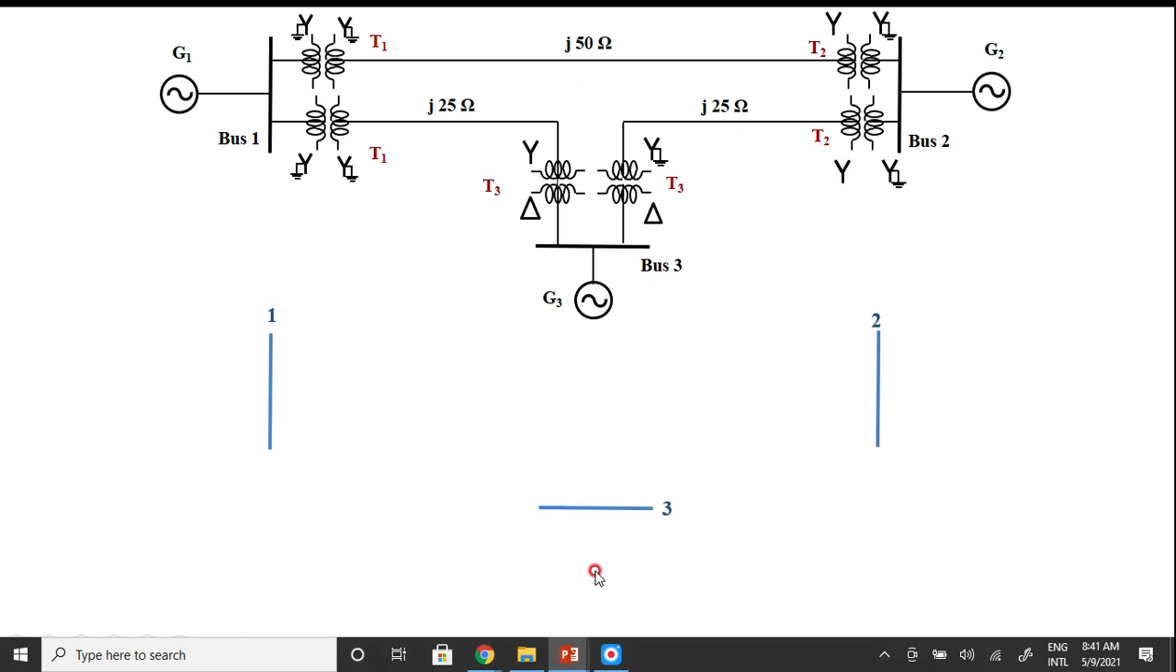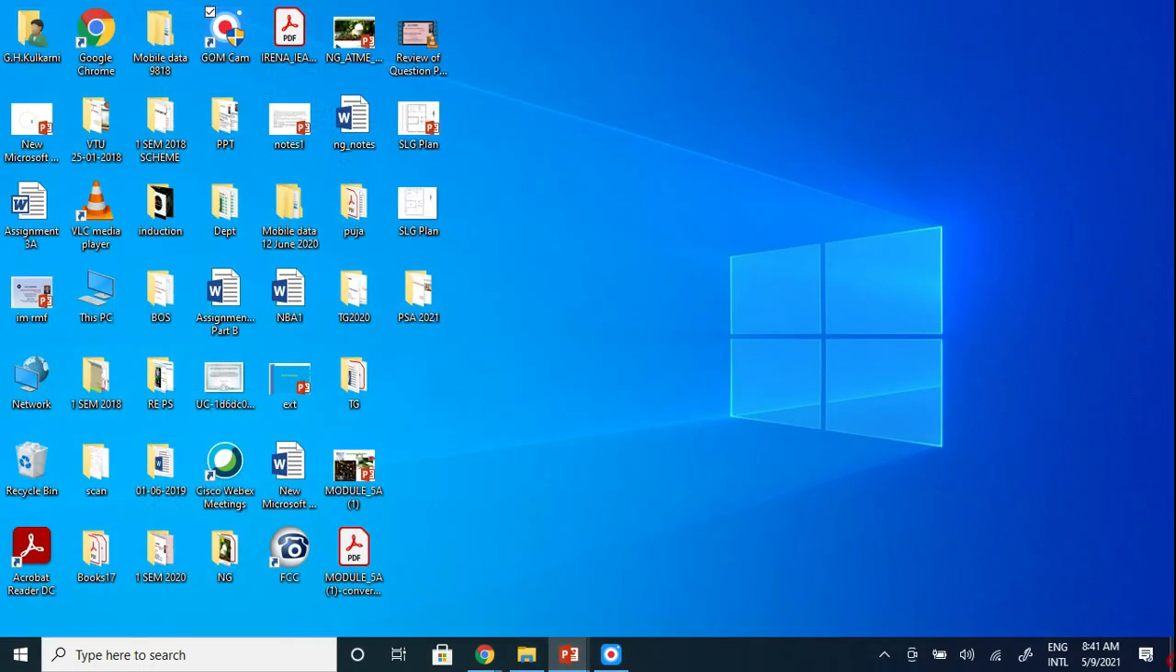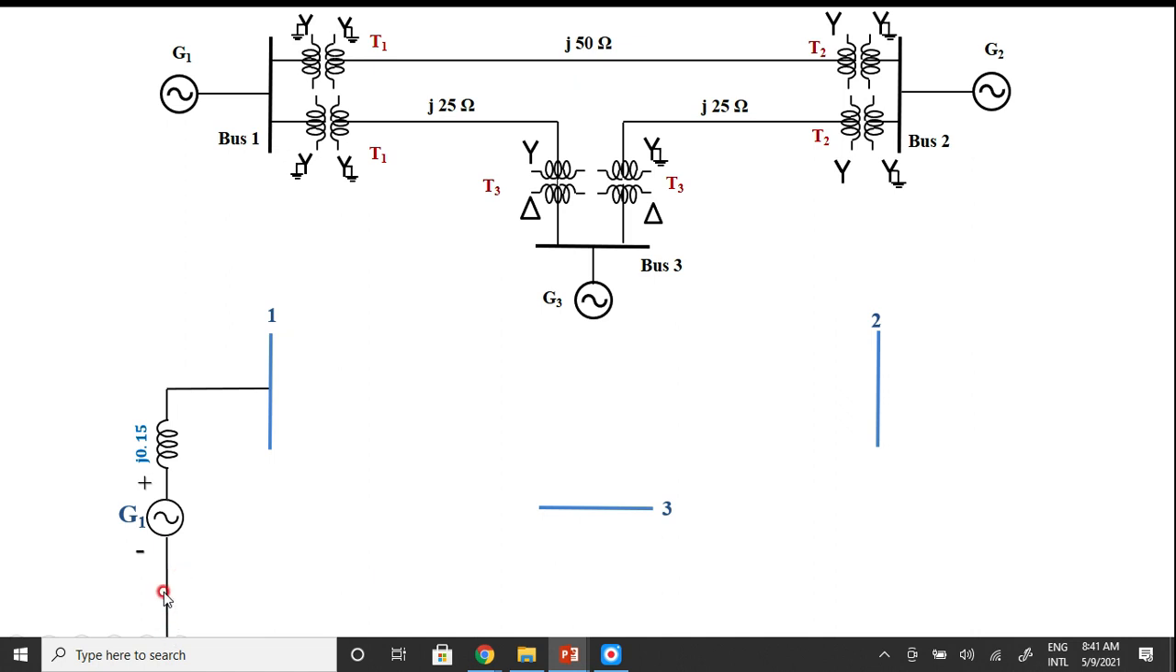Then there is a ground line I have drawn here. From the ground you first connect G1. The G1 is represented by its source of voltage and a reactance which is connected to bus number 1. This generator is connected to bus number 1. It is a remote end, that is, it starts from the ground point here. Then from bus number 1 there are two lines. One is the J50 ohm line, the other one is J25 ohm. That we have to start from this bus number 1.